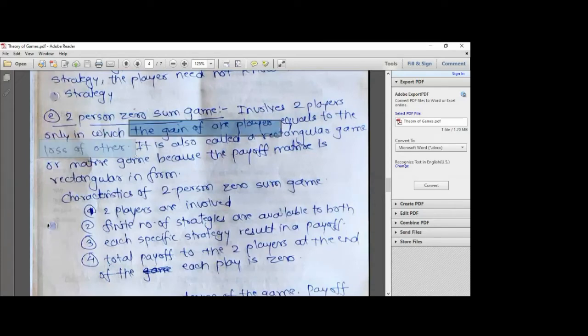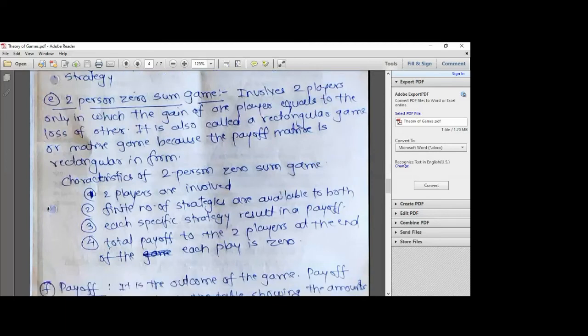So I'm winning 4 rupees and the other is losing 4 rupees. What is that particular thing? That is nothing but the zero-sum game. The sum of the winnings or gains is 0. It is also called a rectangular game or matrix game because the matrix of play in this form will be a rectangular matrix. Because of that, it is also called a rectangular game.